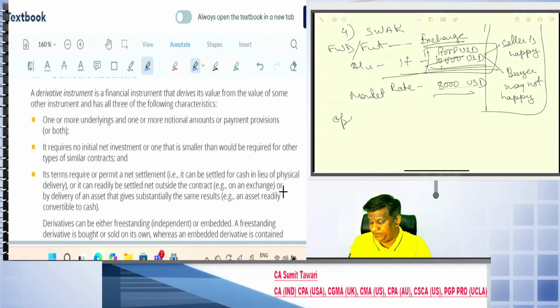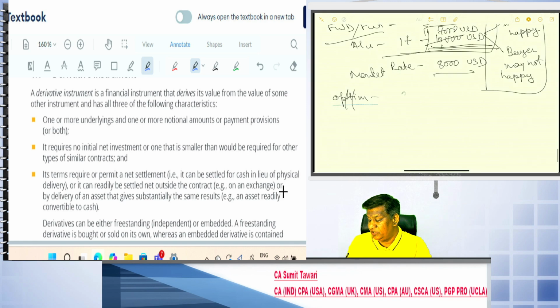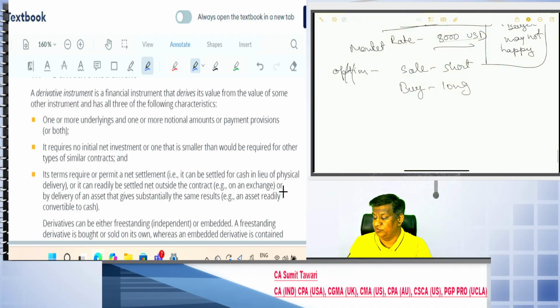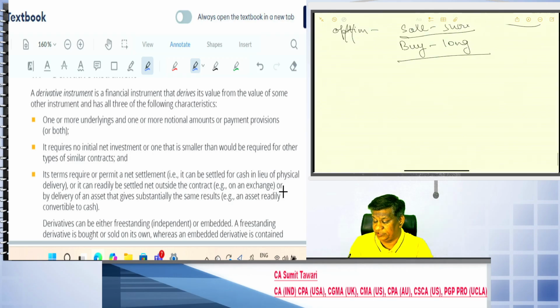Then option. In forward and future, one more point: if it is a sell, we say it is a short. If it is a buy, then we say it is a long. This terminology you need to keep in mind: sell means short, buy means long. It is mostly used in forward and future contracts. Now we see the option.